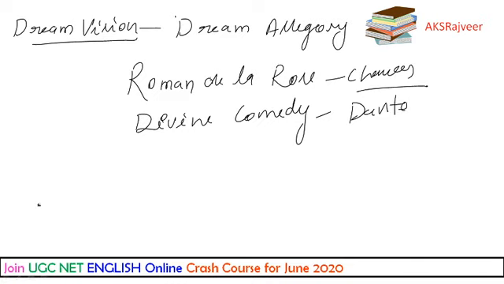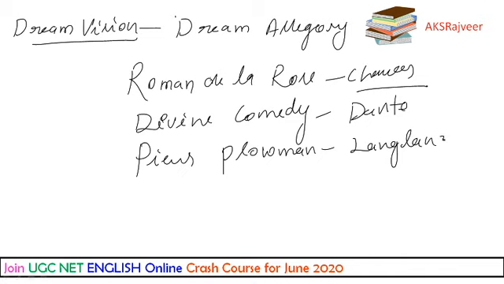And you have another example by Langland. This is Piers Plowman, by William Langland. So these are the best examples of dream vision.